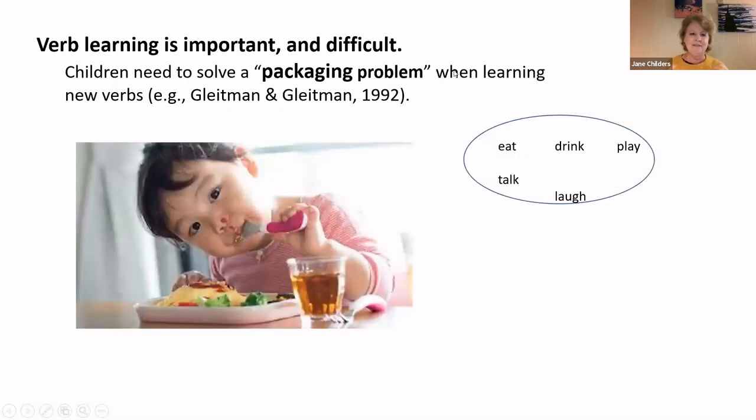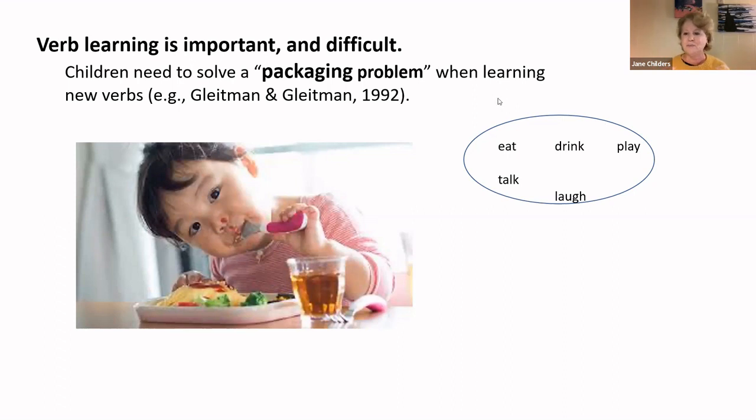So let's get started. And I can remind some of you, and some of you know this well, that verb learning is a really important problem, but it's really difficult. To learn a verb, children have to figure out what package of elements go together to fit that individual verb's meaning. And the package of elements that they need to pay attention to is different for different verbs. So, for example, the child could be hearing eat, drink, talk, or laugh in the same situation. And that verb would be picking out different parts of this event.